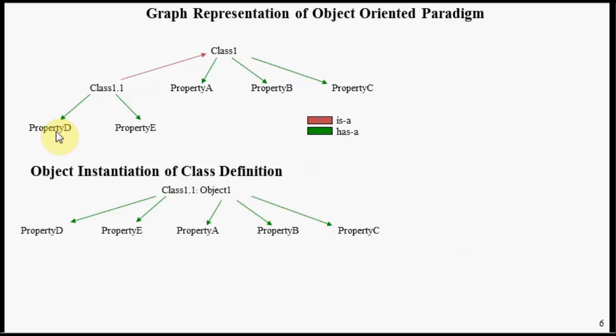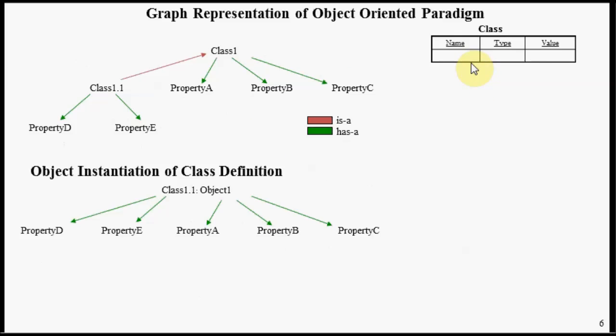We first want to instantiate properties D and E, and then we want to look at this inheritance is-a link here to inherit properties A, B, and C, which is what you see down here. Okay, now let's look at the relational tables needed to support this paradigm here.